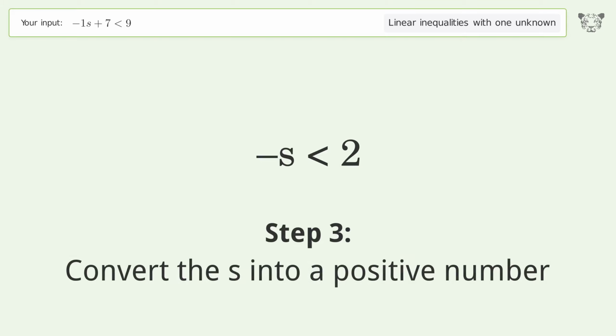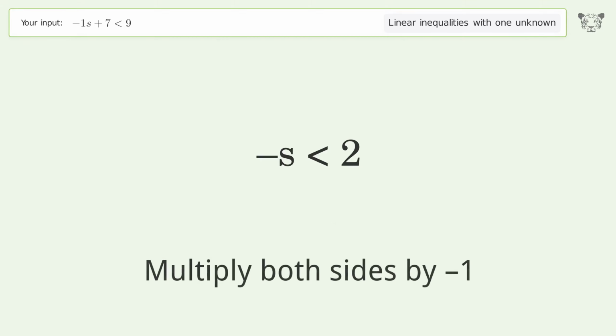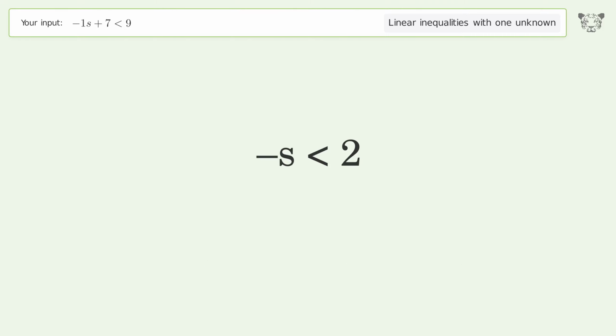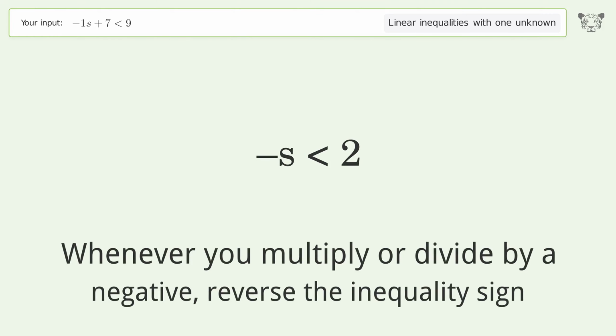Convert the s into a positive number. Multiply both sides by -1. Whenever you multiply or divide by a negative, reverse the inequality sign.